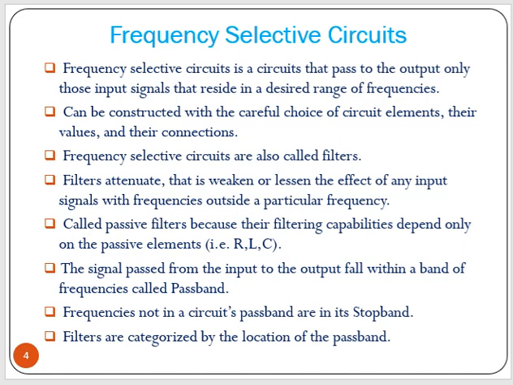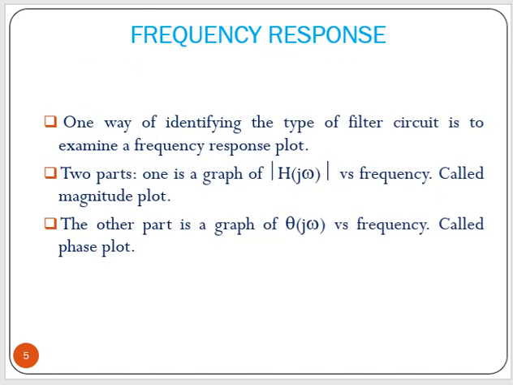The signals passed from the input to the output fall within a band of frequencies called the passband. Frequencies not in the circuit's passband are in its stop band. The filters are categorized by the location of the passband.